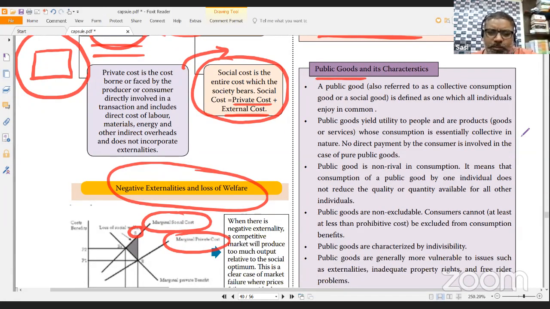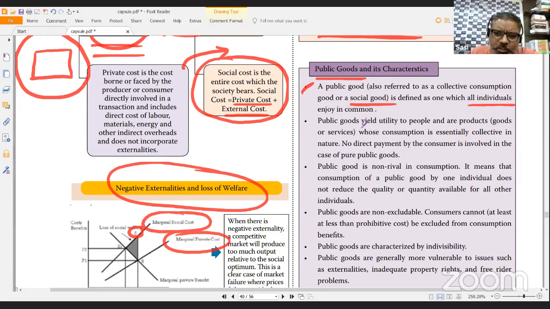That is not what causes market failure. What causes market failure is that the market fails to provide public goods. What are public goods? These are collective consumption goods or social goods, because these are the ones which all individuals enjoy in common. Let us take the example of a street light. That is the best thing we can say. A street light is there. Street light is a public good.